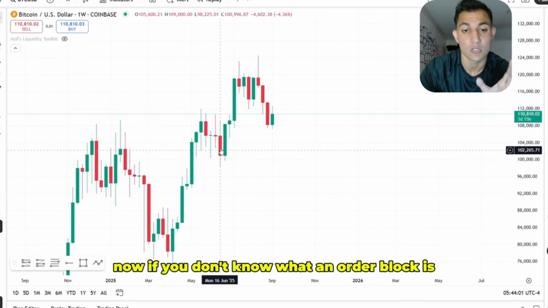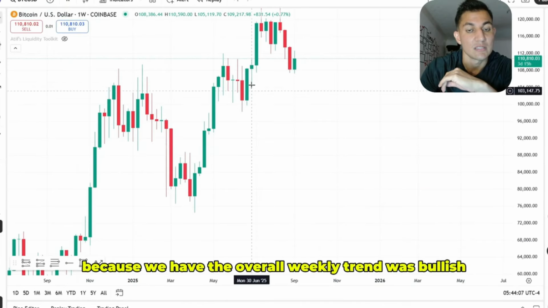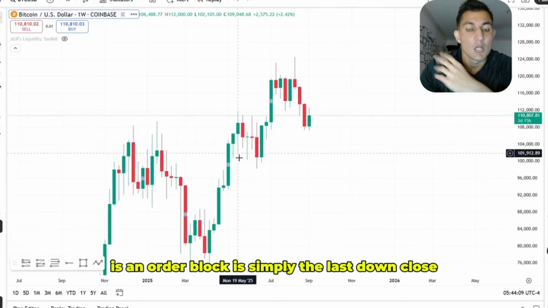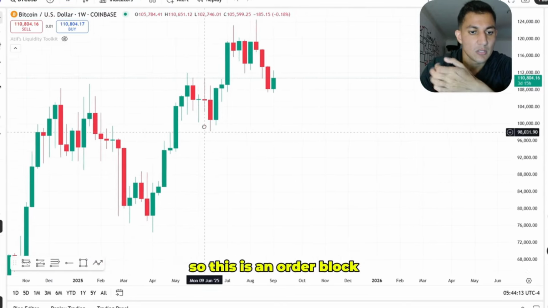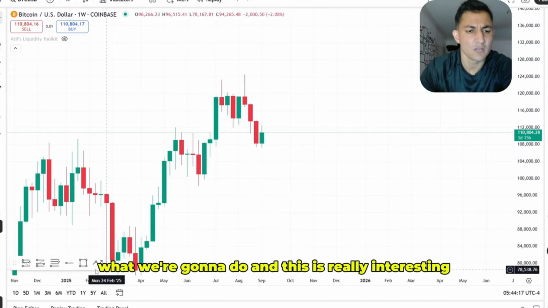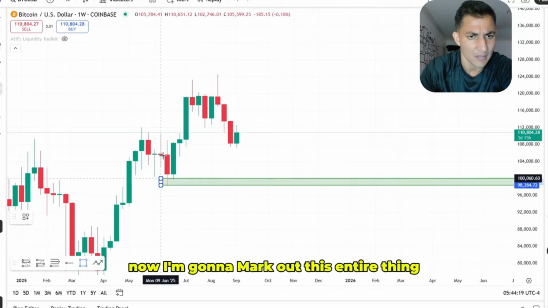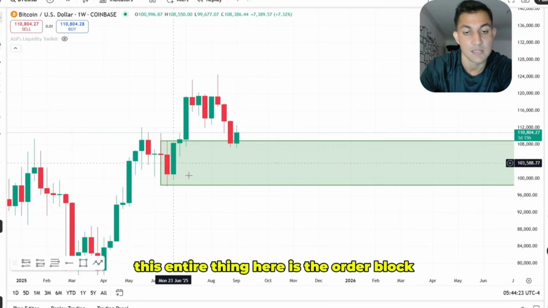Now, if you don't know what an order block is, go look at this picture on screen now. But when you're bullish, which remember, we are, because the overall weekly trend was bullish, an order block is simply the last down close candle before the up move. So this is an order block. This right here is an order block, right? So what we're going to do, and this is really interesting now, is I'm going to mark out this entire thing, which is the order block. This entire thing here is the order block.